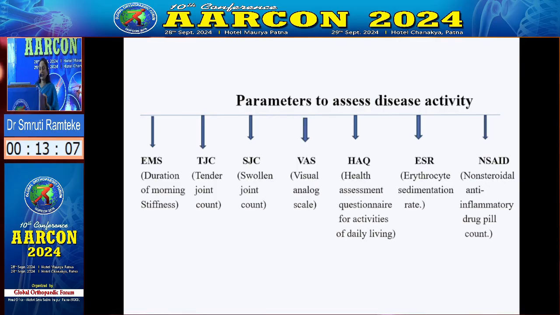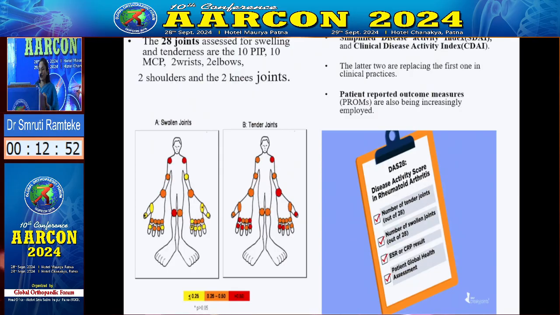The various parameters to assess the disease activity are the early morning stiffness, swollen joint count, tender joint count, visual analog scales, the HAQ scores, ESR, and the NSAID pill count, how many NSAIDs the patient is taking per day. This is the DAS28. This is the assessment of the swollen and the tender joints, and the various indices which we are using, the simplified disease activity index and the clinical disease activity index.